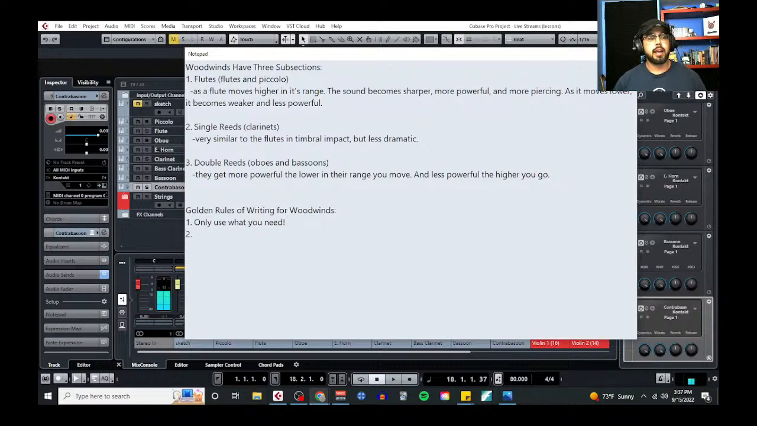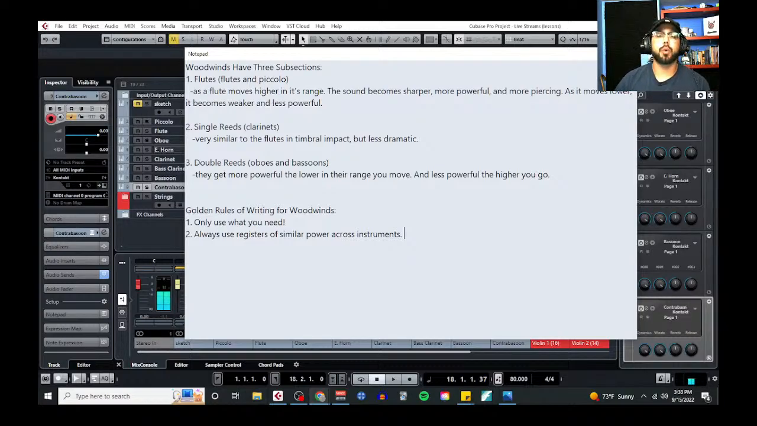Number 2 is always use registers of similar power across instruments. We talked about how each of these instruments have preferred and non-preferred registers. The main idea here is if your flutes are playing in a preferred register, all of your other woodwinds should also be played in a preferred register. If your flutes, or let's say your oboes, are playing in a non-preferred register, then all of your other instruments should be playing in a non-preferred register as well.